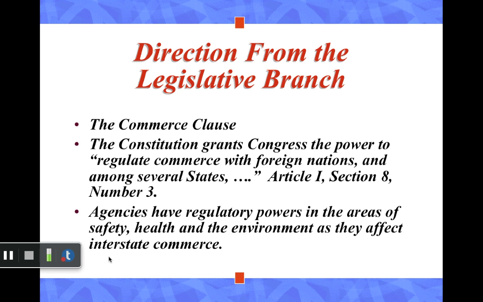Now, to create an agency like OSHA, Congress has to have the authority to do something like that. And if you look at the United States Constitution, Article 1, Section 8, Number 3, grants Congress the power to, quote, regulate commerce with foreign nations and among several states. So the constitutional basis for creating agencies that have regulatory powers in the area of safety, health, and the environment is that they affect interstate commerce. If Congress did not make this clear argument, these pieces of legislation would be held unconstitutional by the courts. So the Commerce Clause is extremely important in the creation of agencies like OSHA.